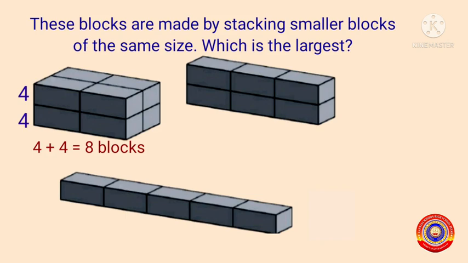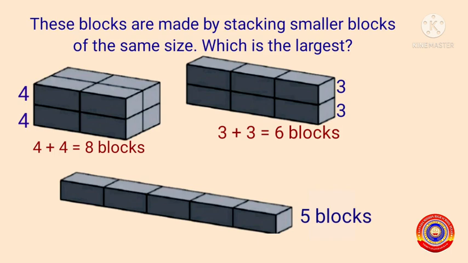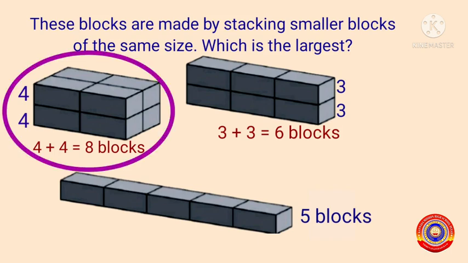In the second rectangular block, there are 3 small blocks in the top layer and 3 small blocks in the bottom layer. This makes a total of 3 plus 3, that is equal to 6 blocks. In the third rectangular block, there is only 1 layer and there are 5 small blocks. On comparing the small blocks in each rectangular block, we found out that the first rectangular block is the largest one. Is it clear for you?